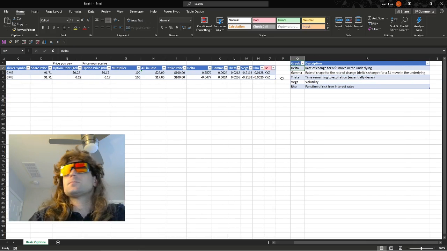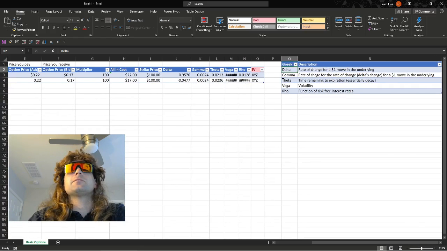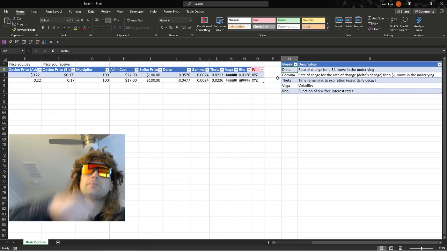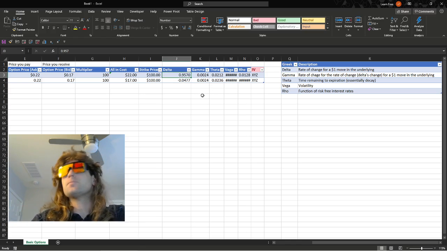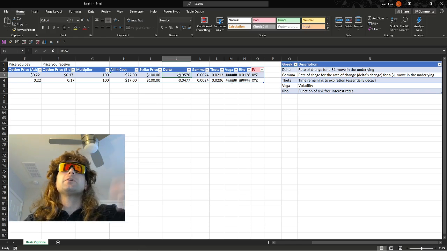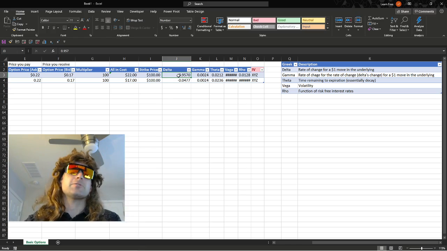Right here, it is every dollar that underlying price moves. So every dollar GameStop stock goes up or down, that's going to be the amount of, let's say delta is this, 0.9570. Every dollar GameStop goes up, the option price will go up 0.9570. Now, the delta will change. That depends on how high or low the stock is in relation to the strike price.